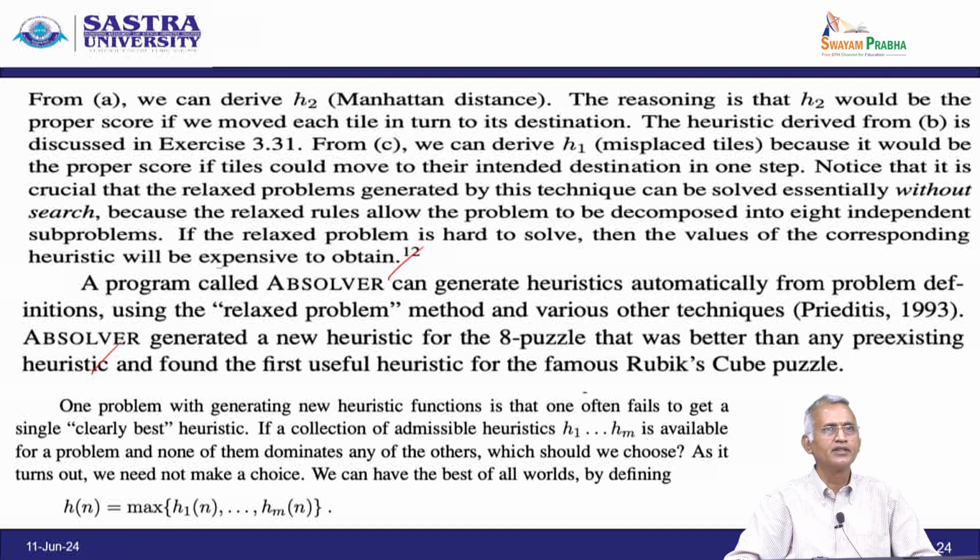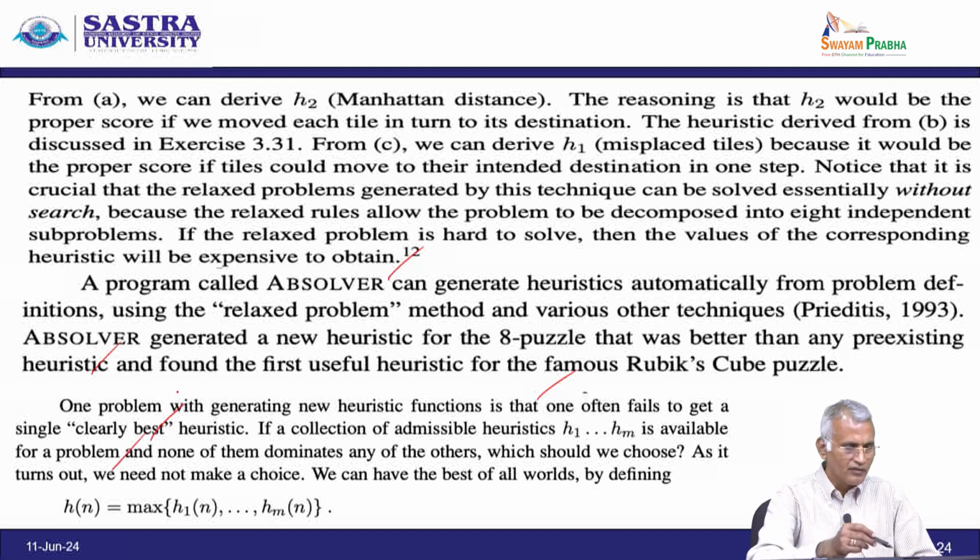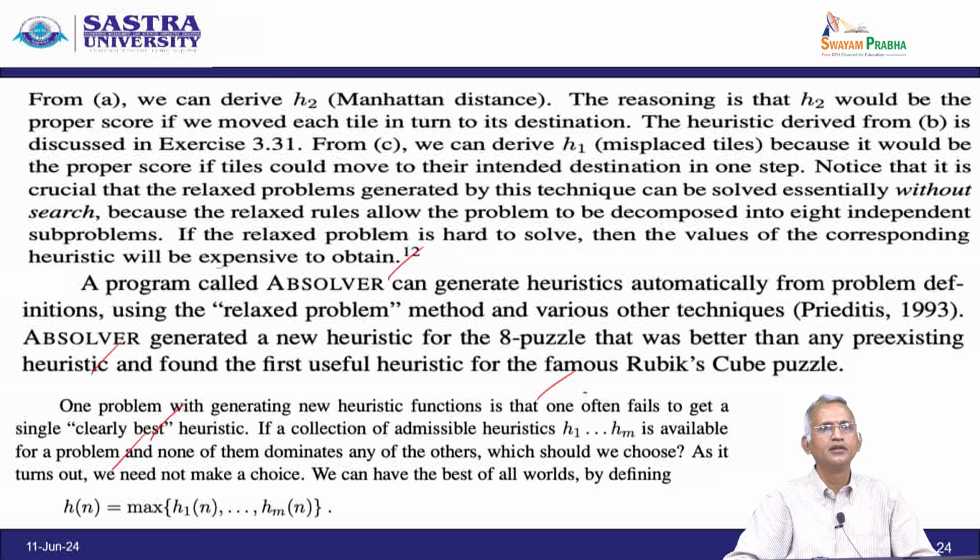One problem with generating new heuristic functions is that one often fails to get a single clearly best heuristic. If a collection of admissible heuristics H1 to Hm is available for a problem and none of them dominates any of the others, which should we choose? As it turns out, we need not make a choice. We can have the best of all worlds by defining H of n equal to the maximum of H1 of n to Hm of n.